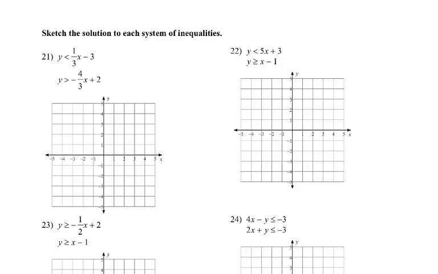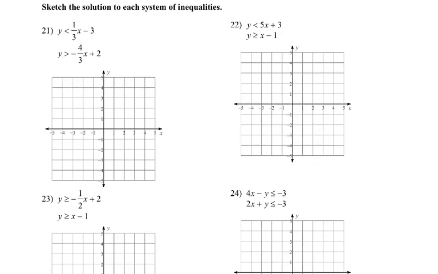Okay. So when we're graphing a system of inequalities, all we're simply doing is graphing both inequalities and finding where they overlap, and where they overlap, that's where our answer is. So let's jump right into it. If they're in slope-intercept form, it makes our life a lot easier, doesn't it?